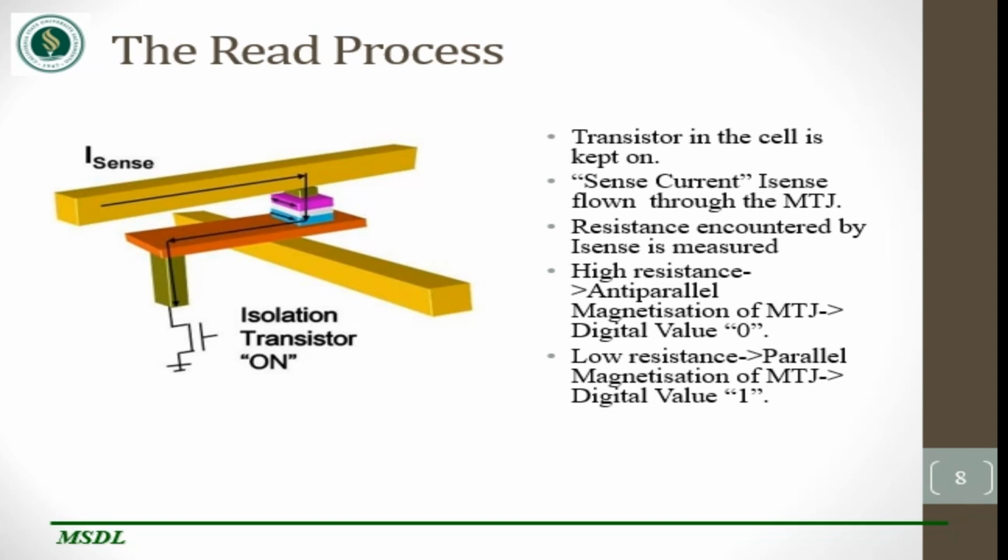The read process is quite simple. During the read operation, the transistor is in on state. The current is flown through the MTJ and the resistance due to the current is measured. If the resistance is high and the magnetization is in anti-parallel direction, the digital value 0 is read. If the resistance is low and the magnetization is in parallel direction, the digital value 1 is read.